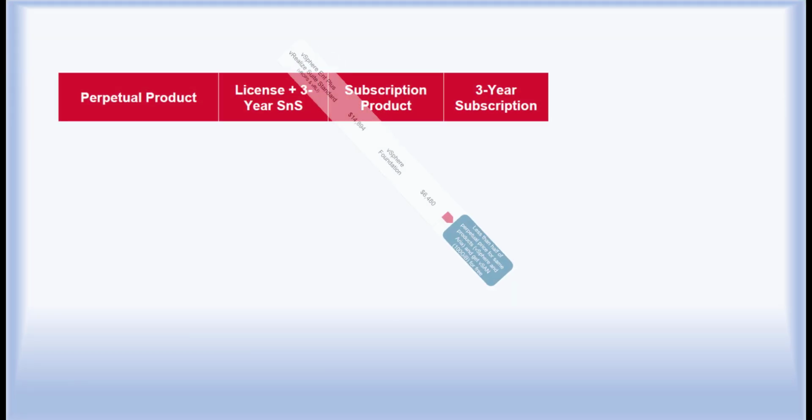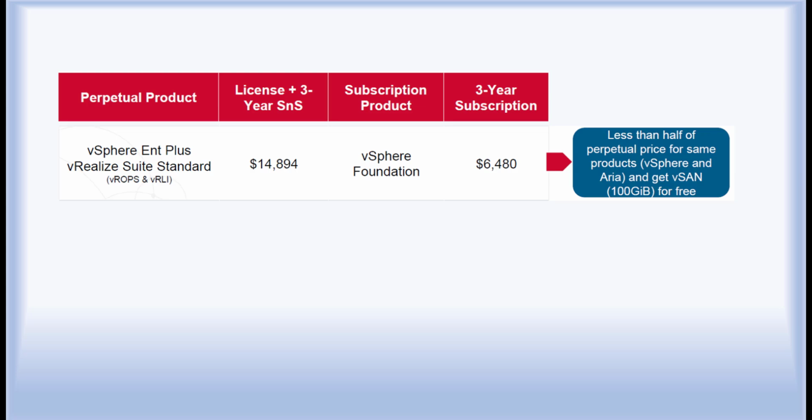Again, I have that old model, like vSphere Enterprise Plus, and that's now different. I had to use vRealize Suite Standard, it means vRealize Operations and vRealize. Okay. And for 3 years of SNS, I have to pay quite like 15,000.